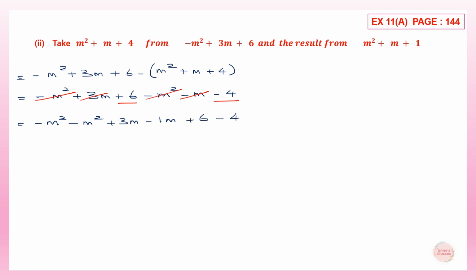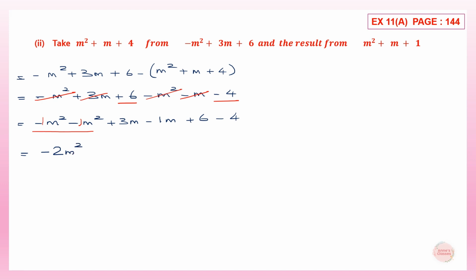Now let's work on the like terms. So here we have minus m squared, that is minus 1 minus 1. So if you look only at the numbers, it's minus 1 minus 1. That means signs are the same. Put the same sign and add. 1 plus 1 is 2. So here we have minus 2m squared.